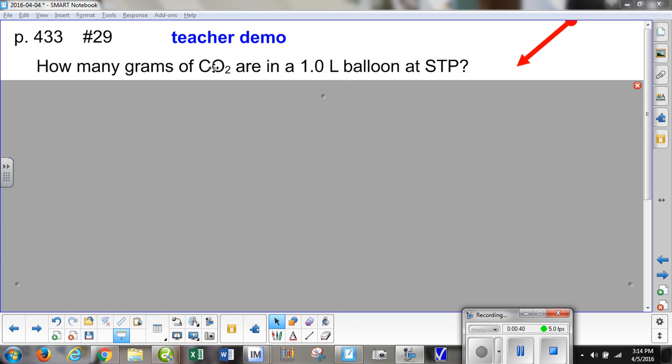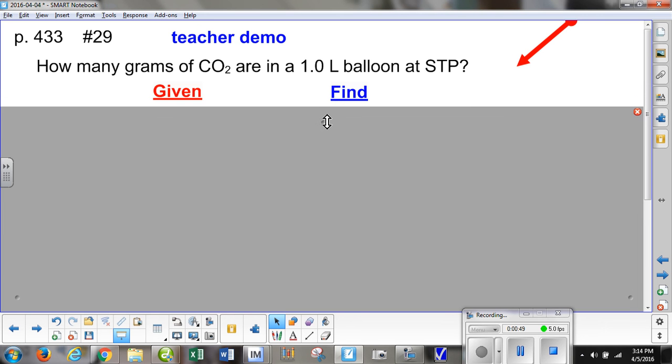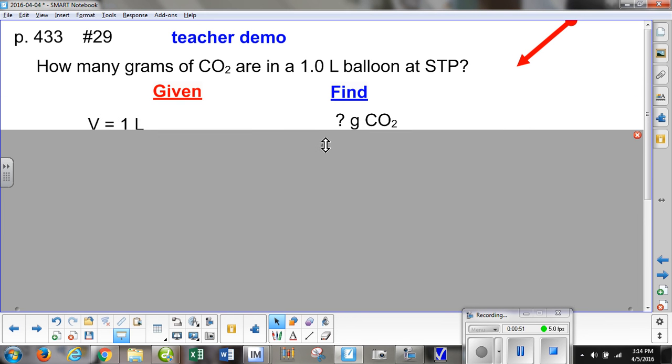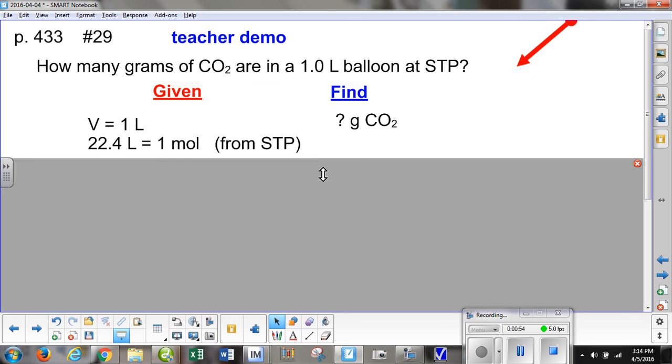In this one, how many grams? For the first time, we're actually having to know what the gas is, and so it makes things a little bit different than you've had in the past. As you look at the problem, hopefully you can see why grams of CO2 is the find. And there's our passing bell. But the volume is equal to 1 liter, and that's pretty easy to see.